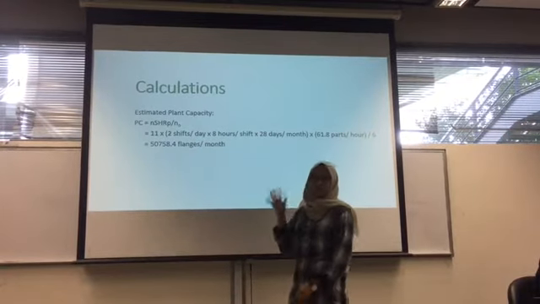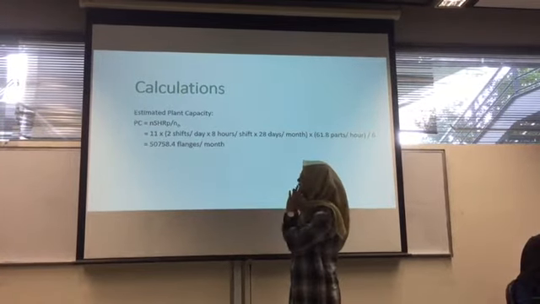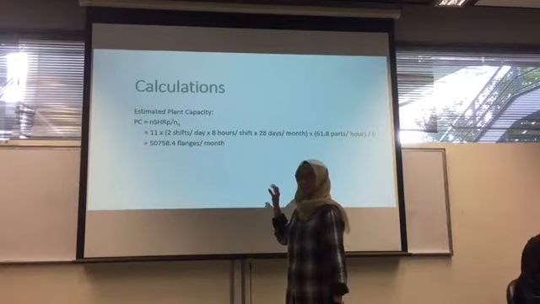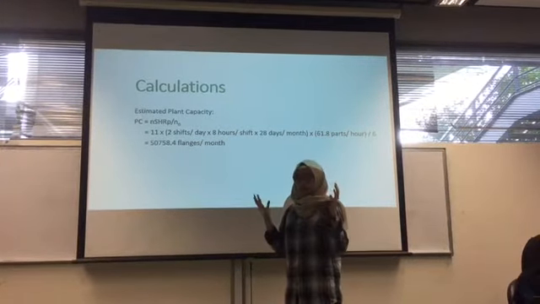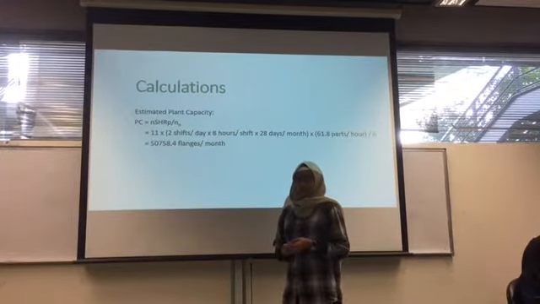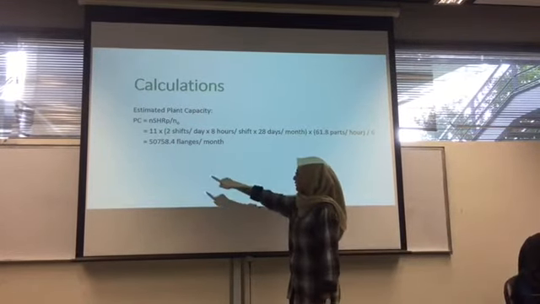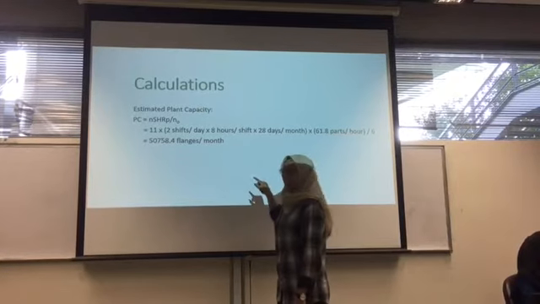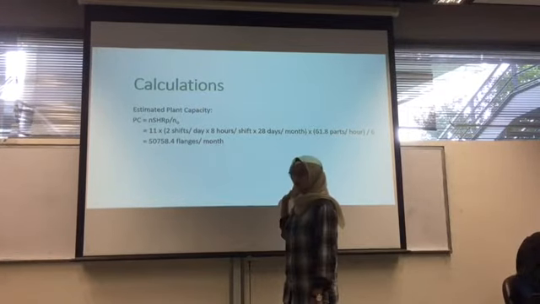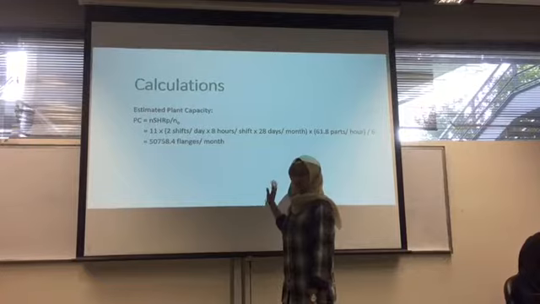Okay, for the first part of the calculation, we have to calculate the estimated plant capacity. The plant capacity is the amount that can fit the demand, which is 50,000. Based on the calculation, we got about 50,758.4 flanges per month, which is enough for the plant capacity.